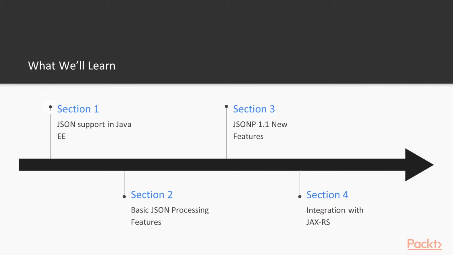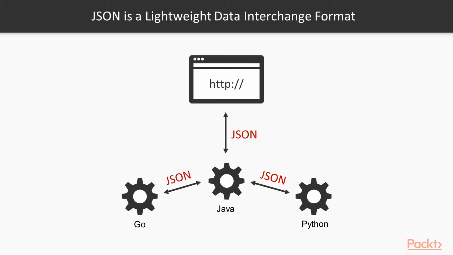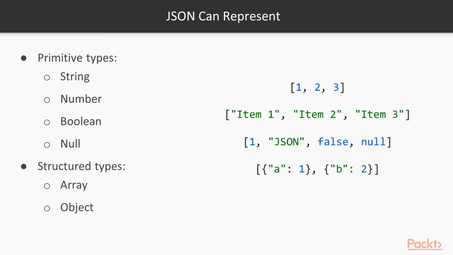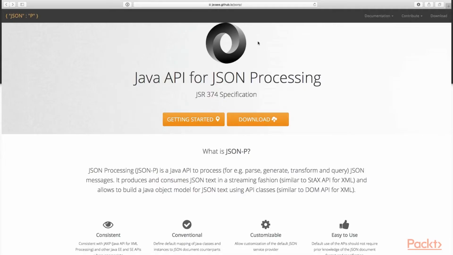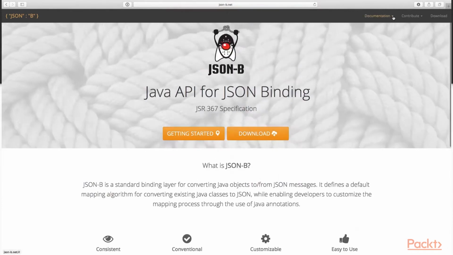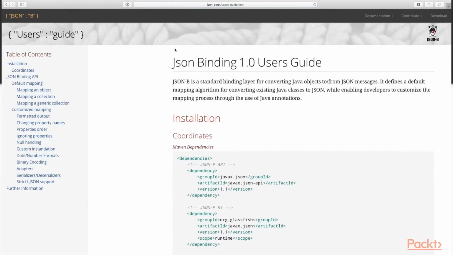I'll start with a short introduction to JSON format, an overview of JSON processing and JSON binding APIs included in Java Enterprise Edition 8. You will study what these technologies are, what's the difference between them, when they should be used, and how they are related to XML technologies.